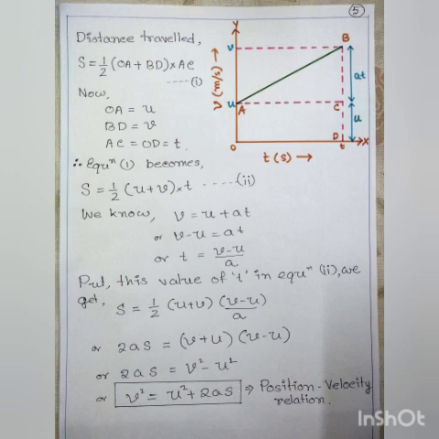Now just put this value of t in equation 2, we will get S equals half of u plus v into v minus u by a. Just cross multiply and we will get 2aS equals v plus u into v minus u. And we know v plus u into v minus u equals v square minus u square. Now next rearrange them, and what we will get? V square equals u square plus 2aS. And this is our third equation of motion, and this equation is also known as position velocity relation. So this much is for today's class. Thank you.